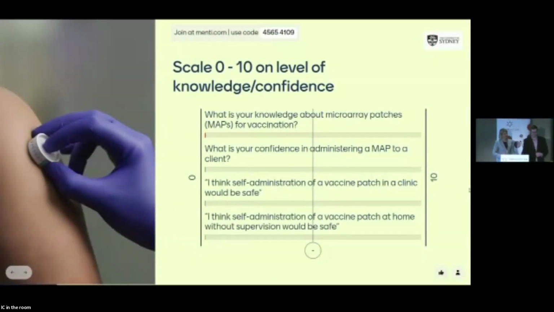So you go ahead, Matthew. Yeah, so if you're able to go to menti.com and type in the code on the screen here, there'll be 4 questions, 0 to 10, 0 being least knowledgeable or confident, 10 being the most. You can just fill that out. That should come up on live. So the code is 45654109.